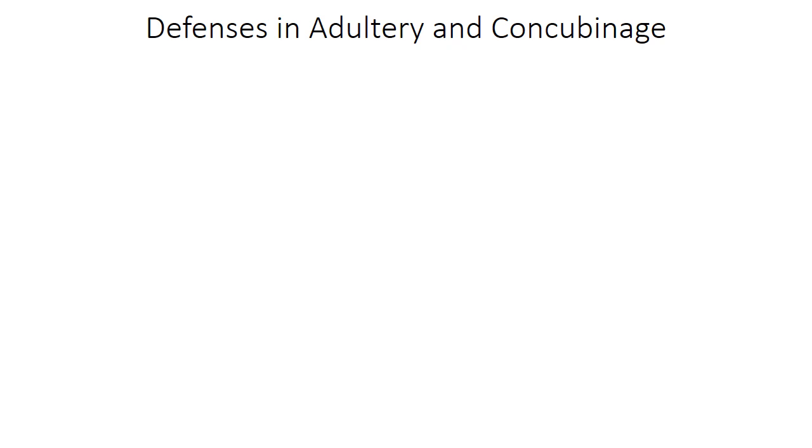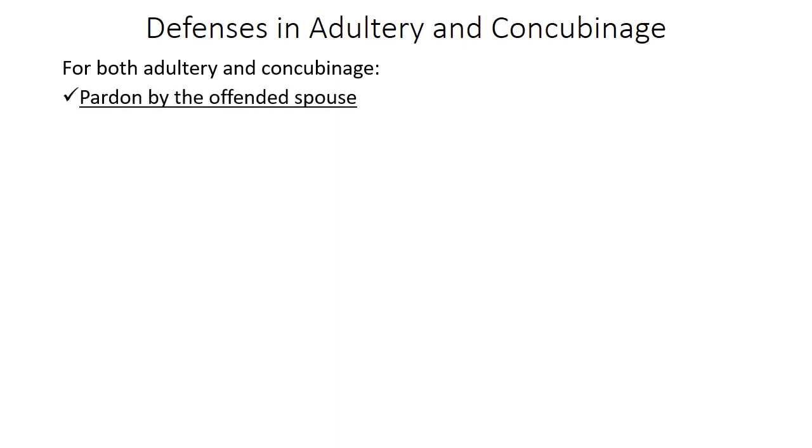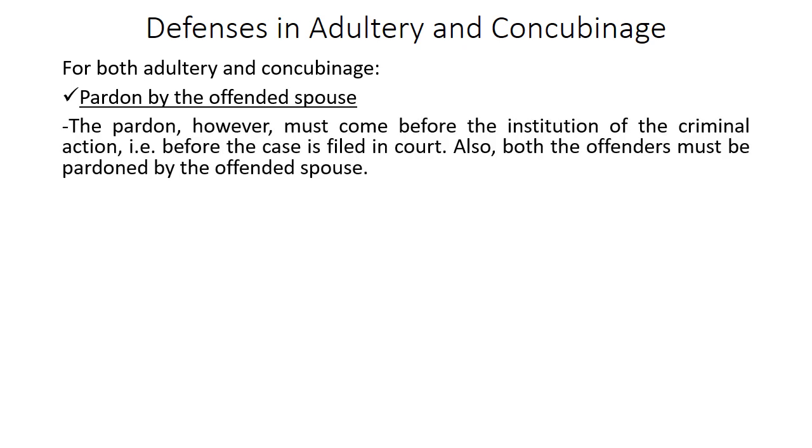What are the defenses in the crime of adultery and concubinage? For both adultery and concubinage, we have pardon by the offended spouse. The pardon, however, must come before the institution of the criminal action, meaning before the case is filed in court. Also, both the offenders must be pardoned by the offended spouse. The offended spouse cannot just pardon his wife or her husband and then prosecute the paramour or the mistress.